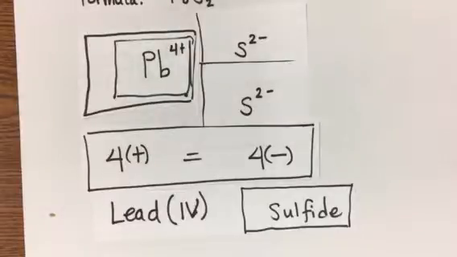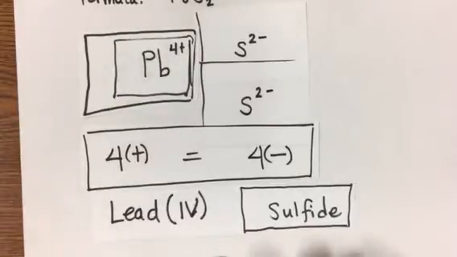That's it. You just take the name of the metal off the periodic table, you add the Roman numeral determined by the charge, and you just chop off the end of the nonmetal name and add IDE to it. Sulfur becomes sulfide. Hope it helps.